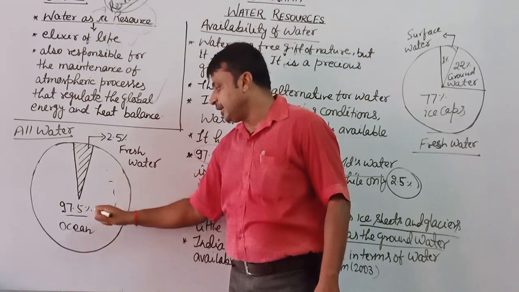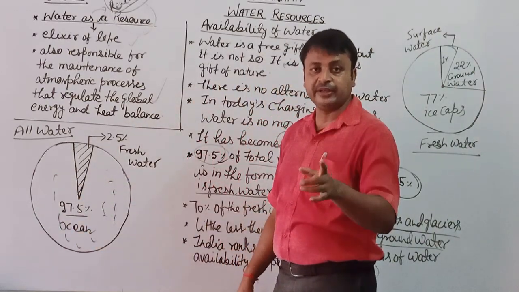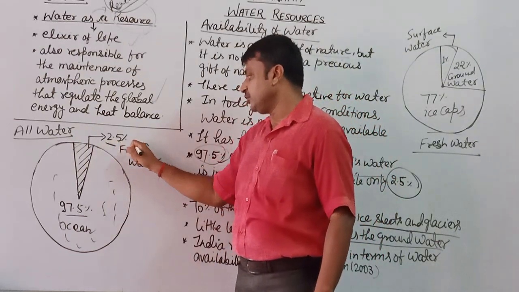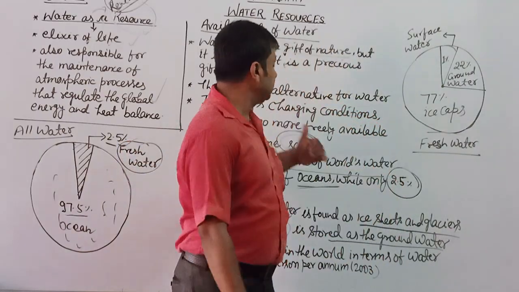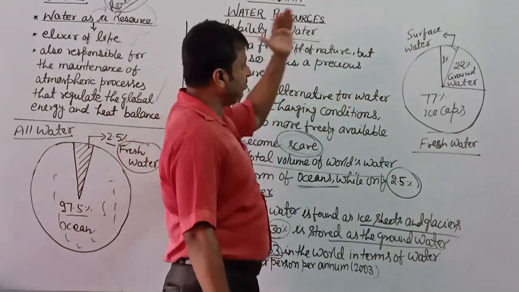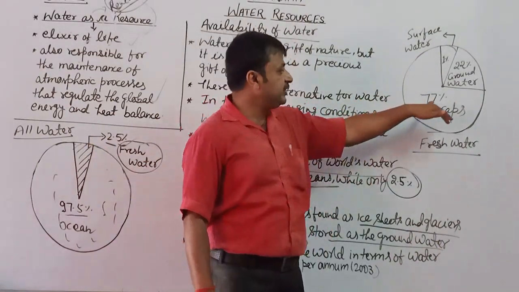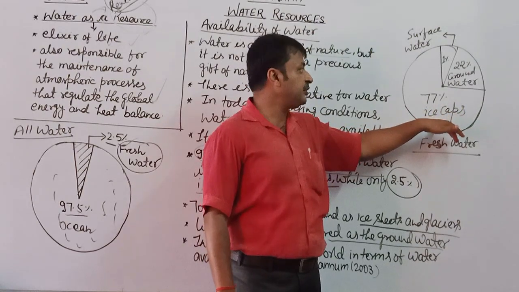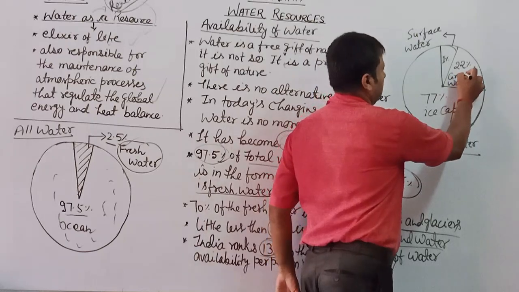So, as I have written over here, as you are seeing this particular chart, 97.5% water is in the form of ocean water. That is salty water, not fit for drinking. It is not a fresh water, and only 2.5% of water can be considered as fresh water. And take this particular chart and relate this. Out of this 2.5% of fresh water, 77% is in the form of ice caps and glaciers. 22% is in the form of groundwater.